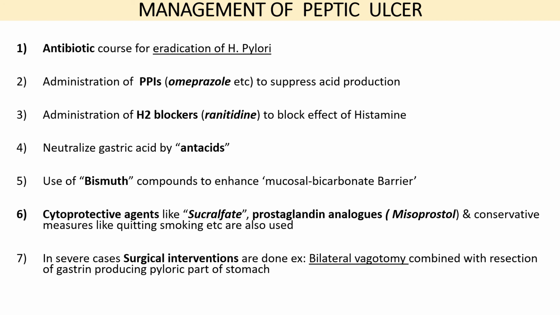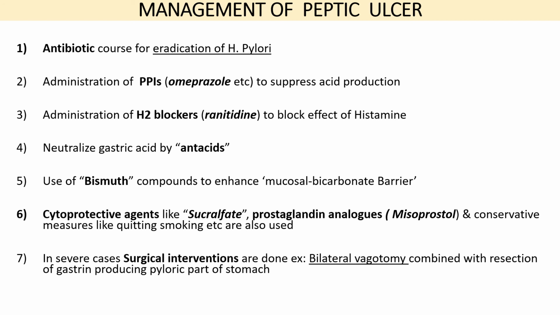Sometimes bismuth compounds are also given to enhance the mucosal bicarbonate barrier, but their use has been reduced due to certain serious side effects. Sixth, cytoprotective agents can be used like sucralfate, and prostaglandin analogs like misoprostol. These are preferred nowadays, and along with them some conservative measures have to be advised to the patient, like quitting smoking, alcohol consumption and adopting a healthy lifestyle.